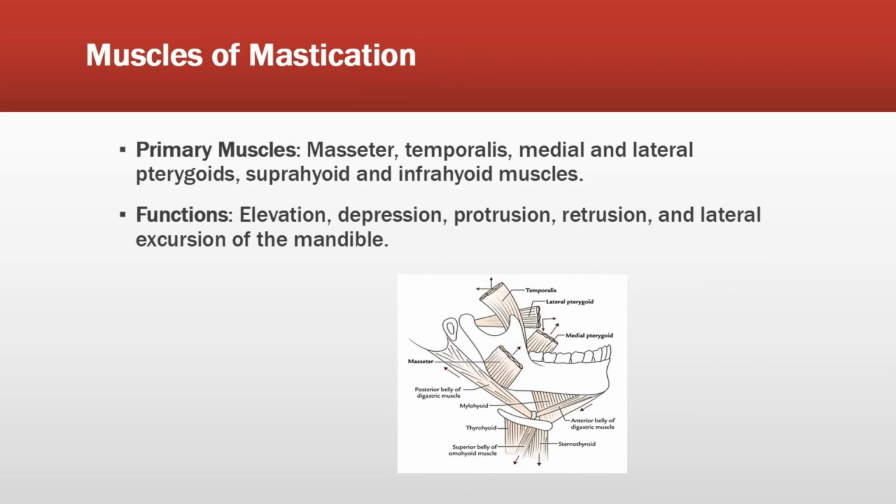Muscles of mastication. Primary muscles: masseter, temporalis, medial and lateral pterygoids, suprahyoid and infrahyoid muscles. Functions: elevation, depression, protrusion, retrusion, and lateral excursion of the mandible.